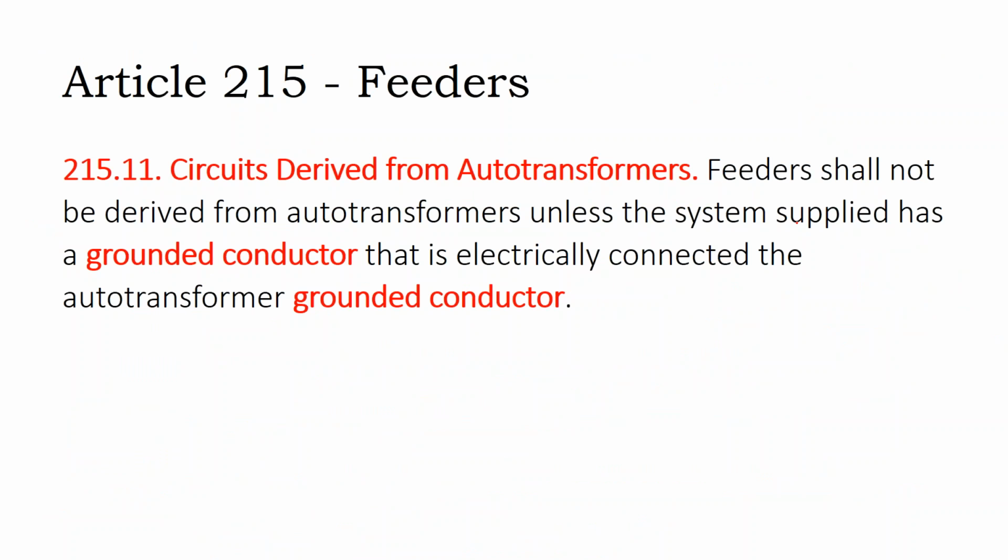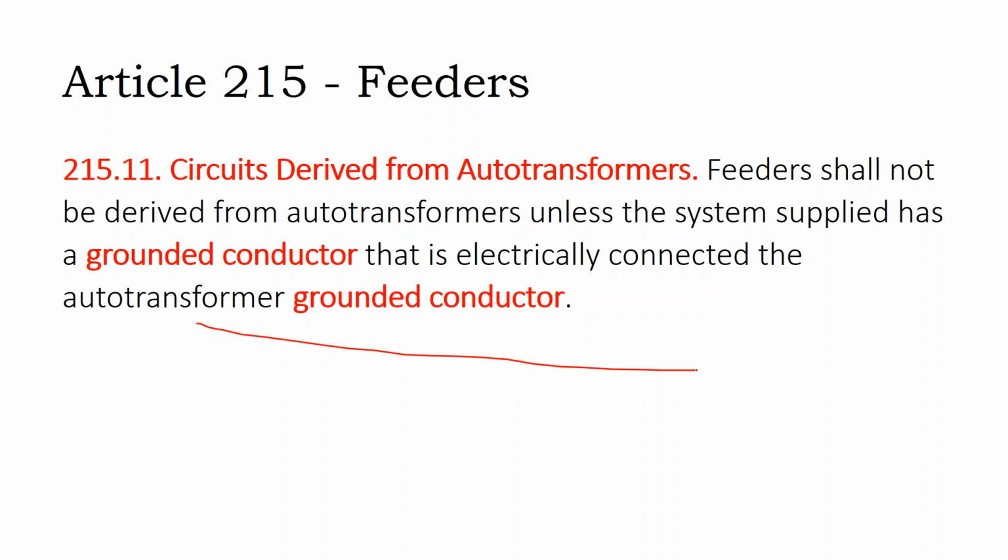So we've got feeders. Feeders shall not be derived from transformers unless the system has supplied a grounded conductor that is electrically connected to the transformer's grounded conductor. What that means is you might have a transformer on a system. You might have a generator or a battery inverter supplying a system. And you also might have a utility supplying a system. They both have neutral conductors, and the neutral conductor has to be connected to ground.